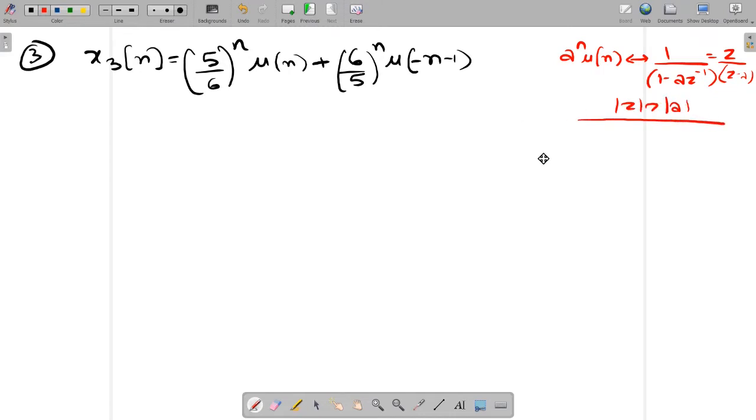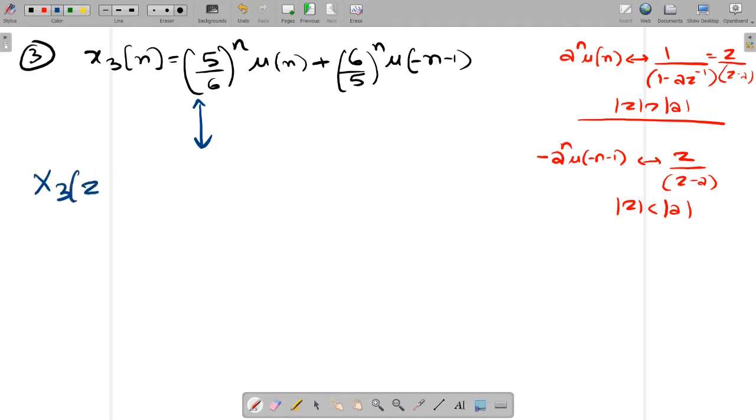And what is the next thing? Minus a raised to n u of minus n minus 1. What is it? Z upon z minus a, mod z less than mod a. Fine. We'll use the same thing for this sum, x3 of n. So I will have x3 of z, I'm taking the z transform. A raised to n u of n, here a value is 5 by 6, plus a raised to n u of minus n minus 1.